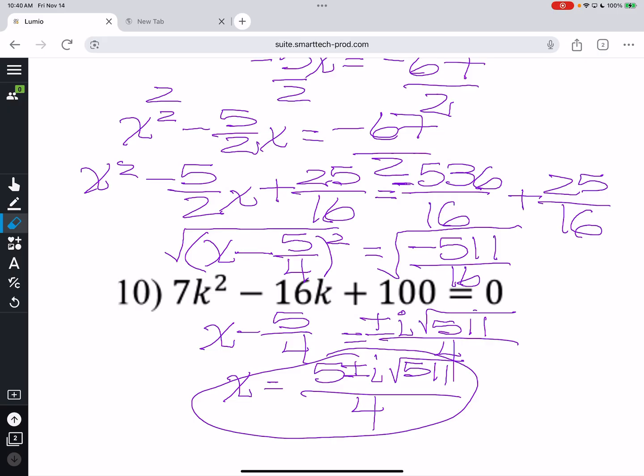Wait, so what'd you do with the negative 5 over 4? What'd you do with the bottom 4 right there? They have common denominators. 5 over 4, 5 over, and then the 4. So you just put the 5 over there. Okay, gotcha.